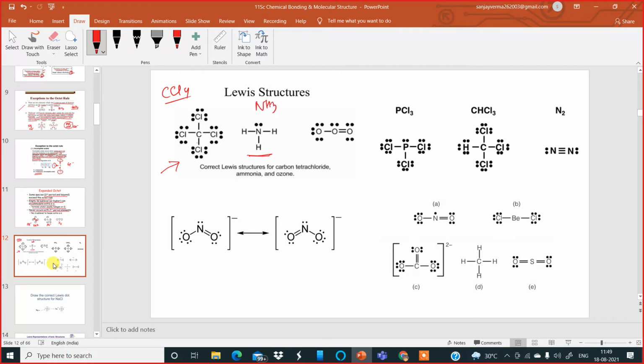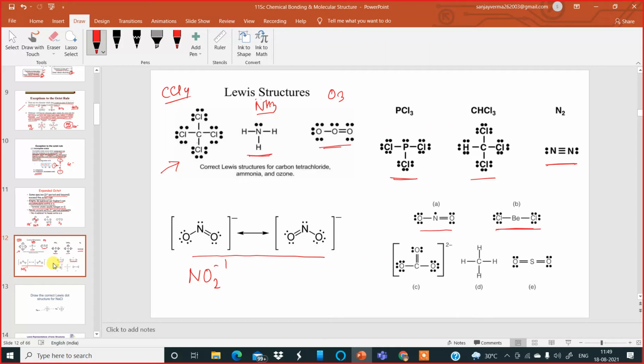This is the Lewis structure for ammonia gas. In ammonia, the nitrogen has a lone pair surrounded by 3 bonding pairs. This is for ozone, O3. This is for phosphorus trichloride. This is for chloroform. This is the Lewis structure for nitrogen. This is the Lewis structure for nitrite, NO2 minus. Resonance structures, resonating. This is NO2, nitrogen dioxide, and beryllium chloride, BeCl2.